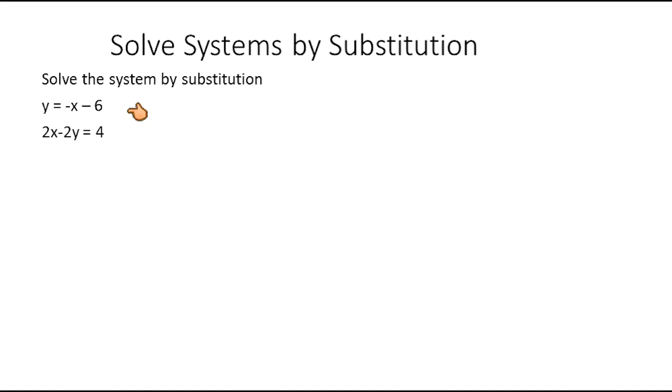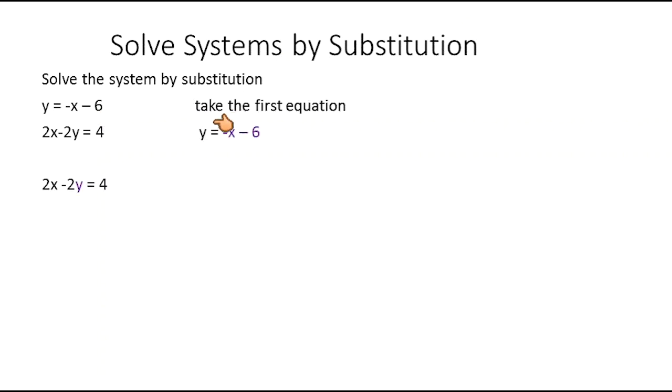I will be solving linear systems of equations by substitution. We're given these two equations, y equal negative x minus 6 and 2x minus 2y equal 4. When we solve a system by substitution, we're looking for an x or y that's by itself. In this first equation, we have this y by itself, y equal negative x minus 6.